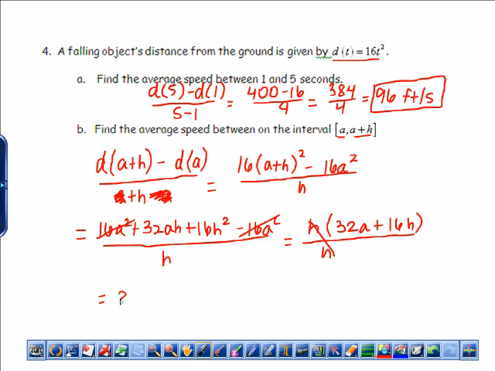And so my final answer is 32a plus 16h. And this is going to be feet per second. Remember, because this is a speed, an average speed.